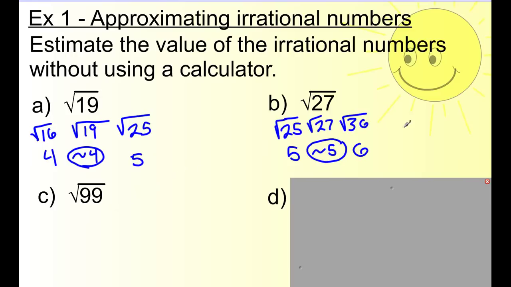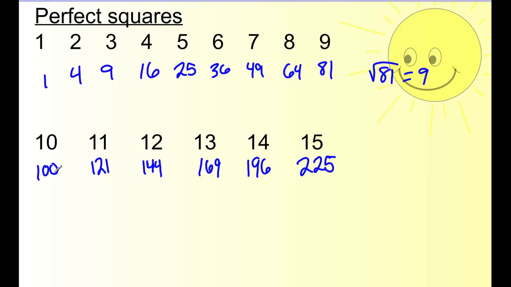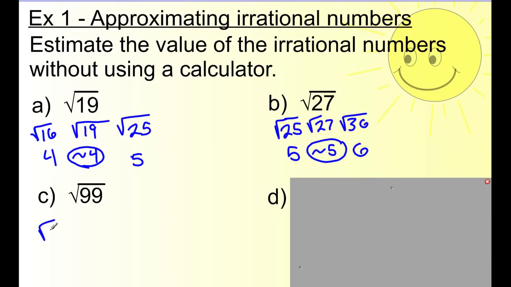Letter C. So we're looking for the square root of 99. Well, it's not one of our perfect squares, but this guy is really darn close. So 99 falls between 81 and 100. So square root of 81, square root of 99, square root of 100. Square root of 81 is 9. Square root of 100 is 10. This square root of 99 is almost 10. It's right next door to square root of 100. It's pretty far away from 81.